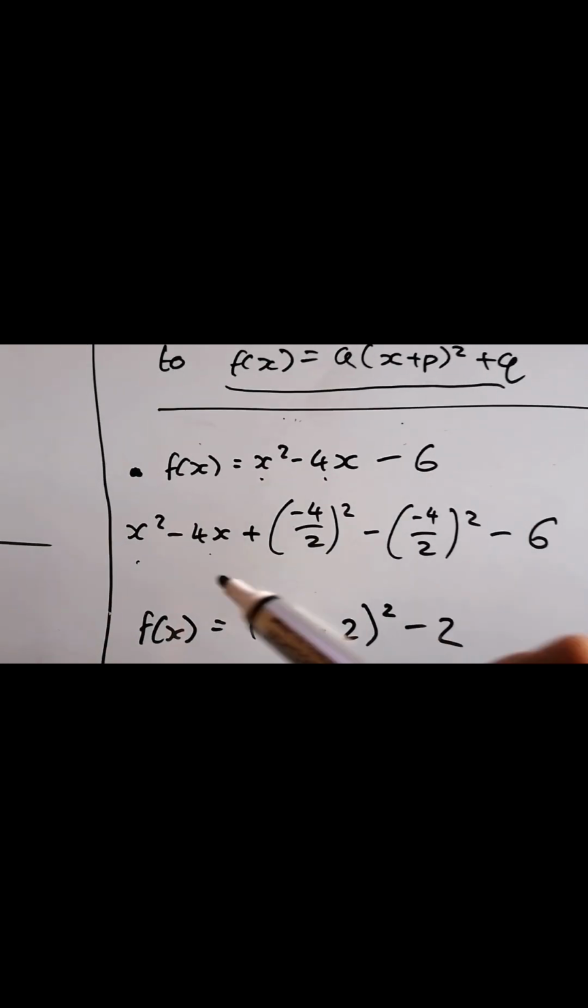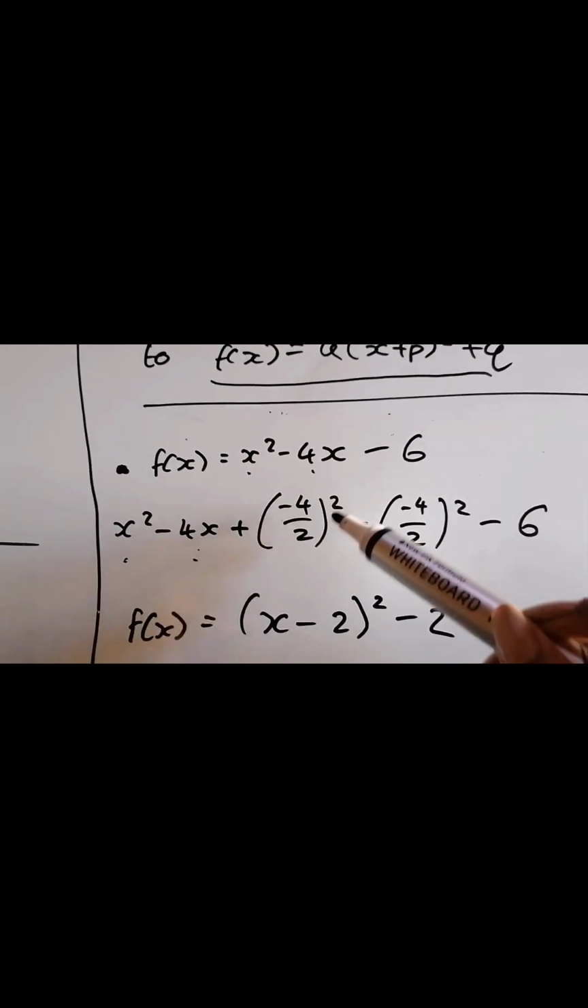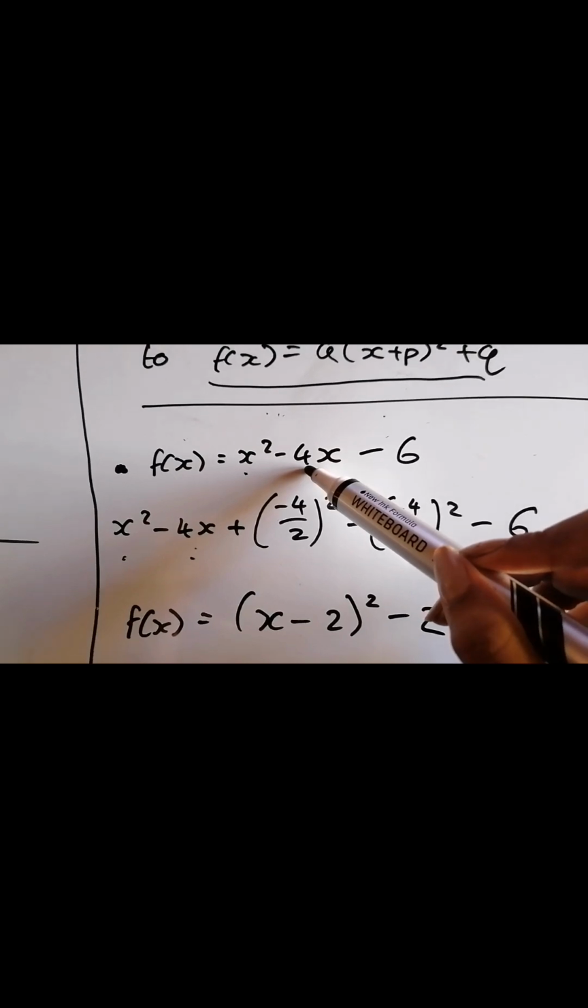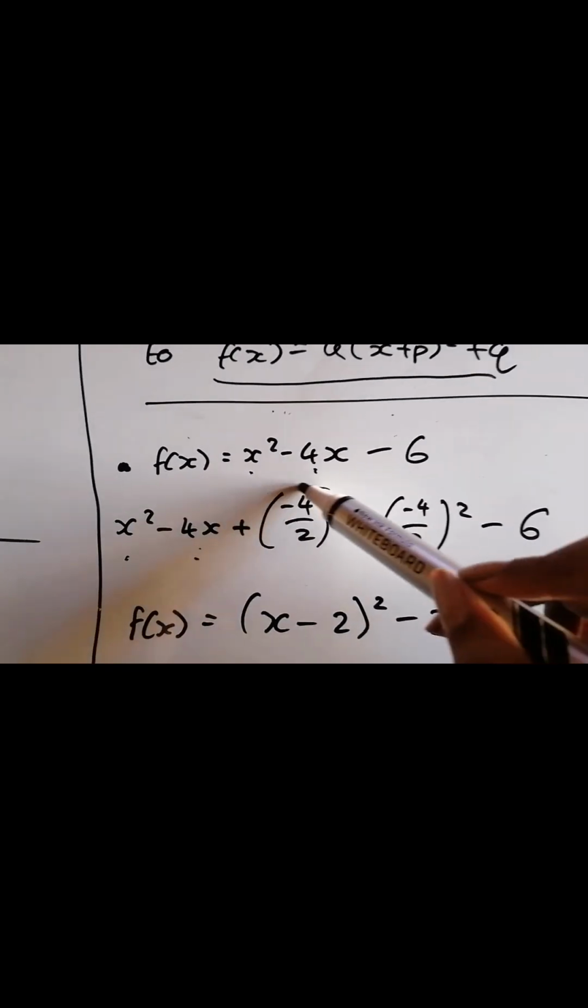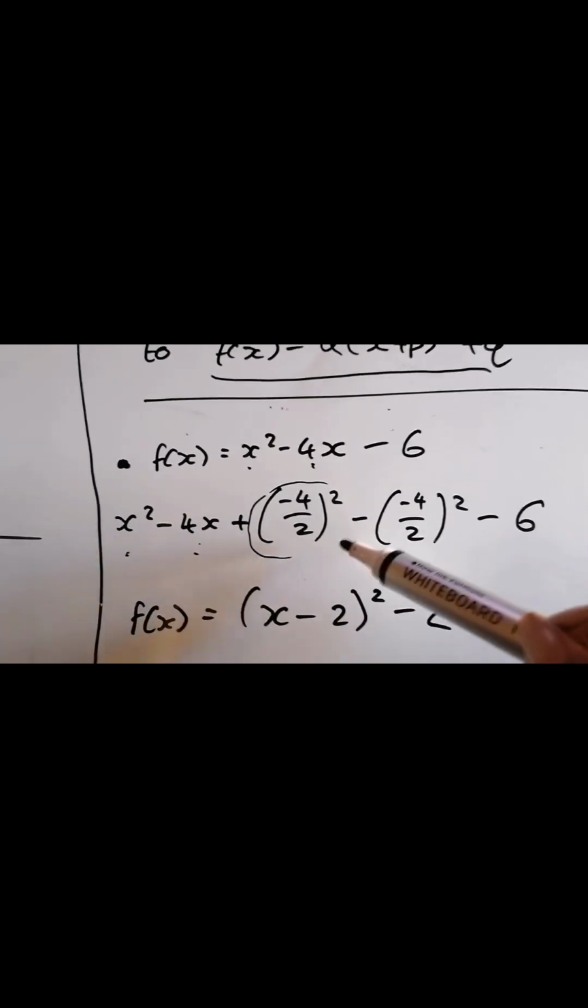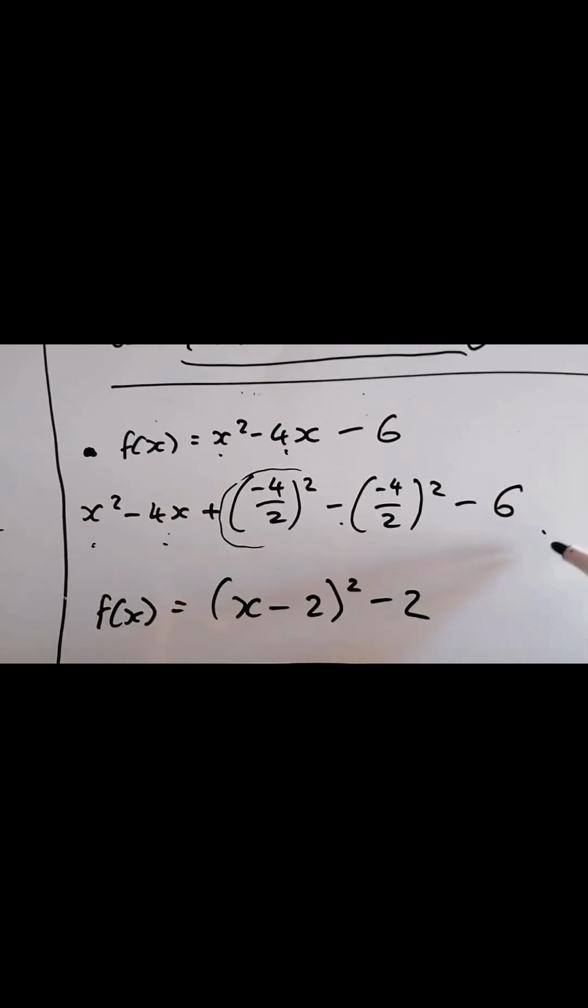So let's do that. I wrote down my first two terms as said. Now I need to add and subtract the component. So what is the component? Second term is minus 4 divided by 2, all in brackets, squared. So I have to add the component first, then subtract the component, and then see your constant, put that right at the end. So this is how we got this step now.